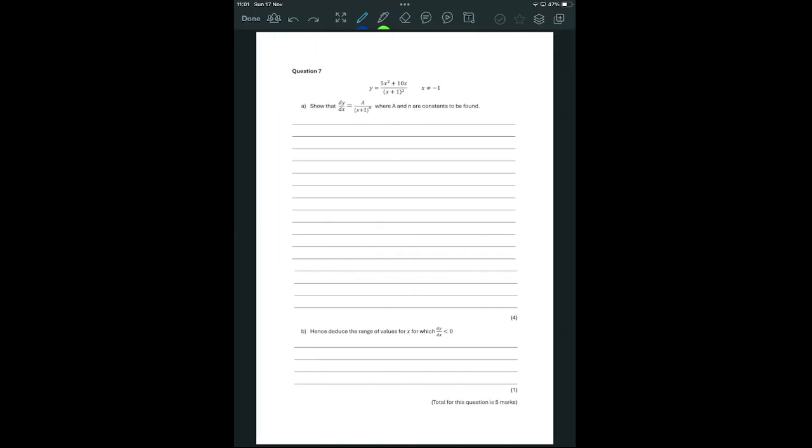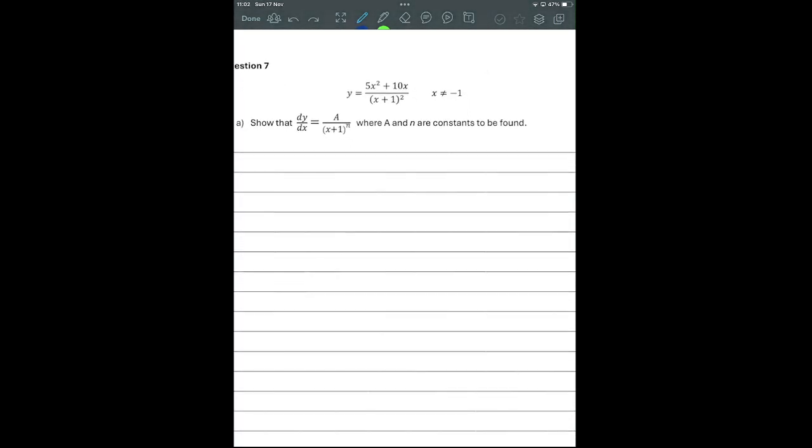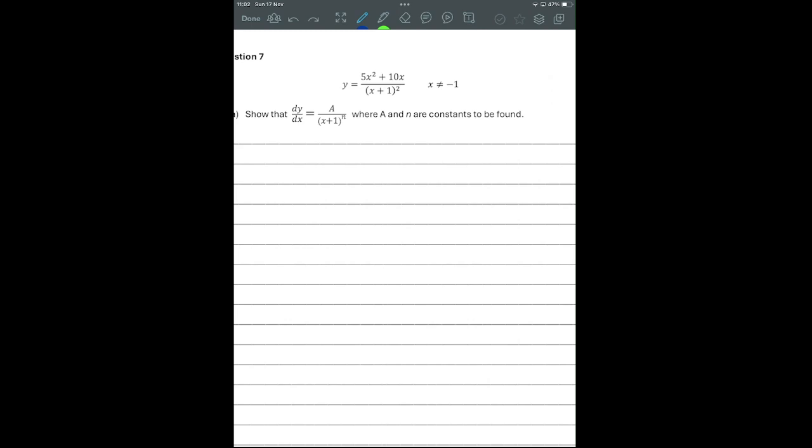Question 7. We have another show that question. This time we've got quite an unpleasant fraction and we want to differentiate it. So I'm going to use the quotient rule. I'm going to write this as u over v. So dy by dx is going to be u dash v minus u v dash over v squared.